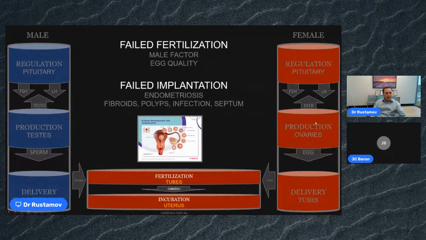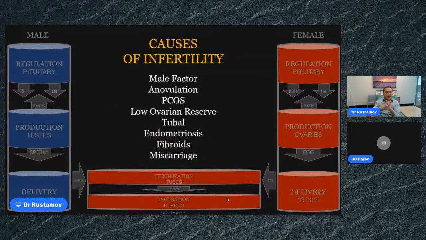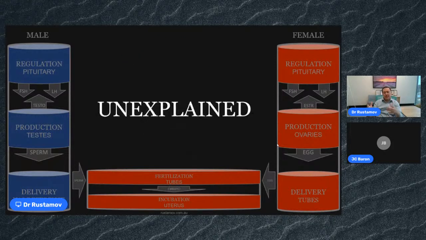So here we have 5 levels. Disruption of any of these levels can cause problems in fertility. In terms of textbook causes of infertility, we know they can be put into any of these boxes in the male or female fertility reproduction process. In some patients, we cannot actually find the cause, and we simply call this category of diagnosis unexplained infertility.